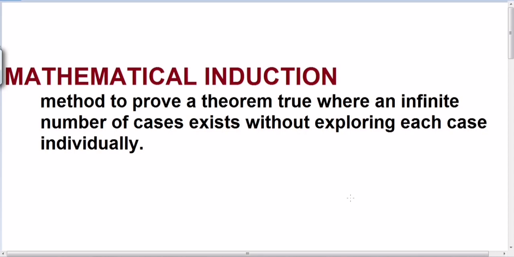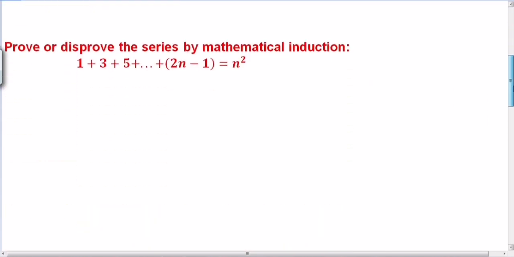So, ibig sabihin, ito ay isang paraan para mapatunayan or magpakita ng isang theorem na ito ay true na hindi pinapakita lahat ng cases nito. So, para mas maintindihan nyo yan, let us have our first example.